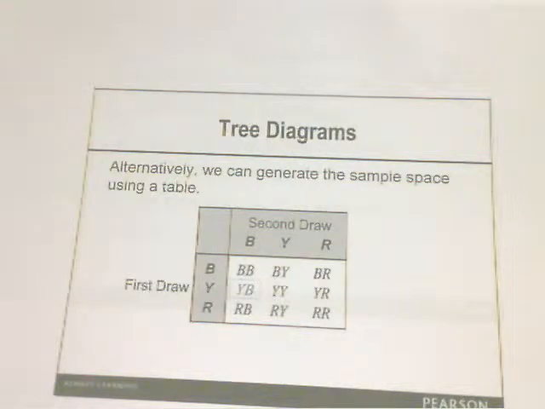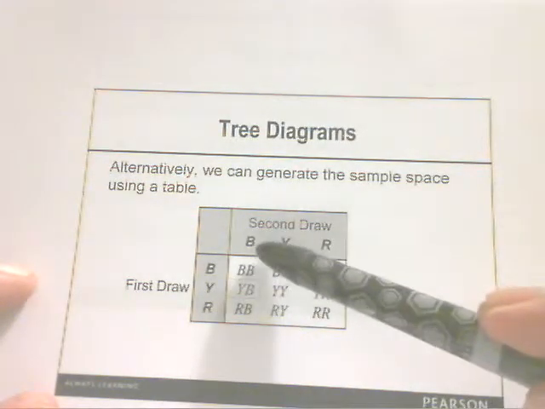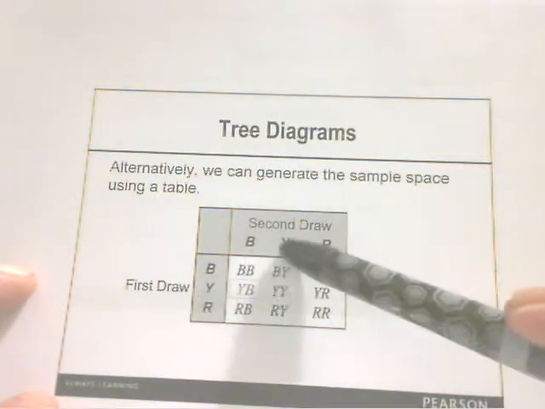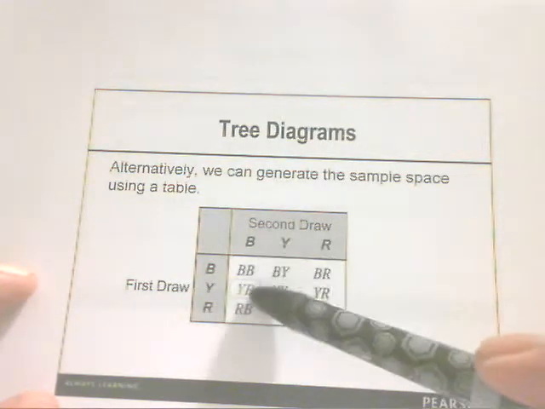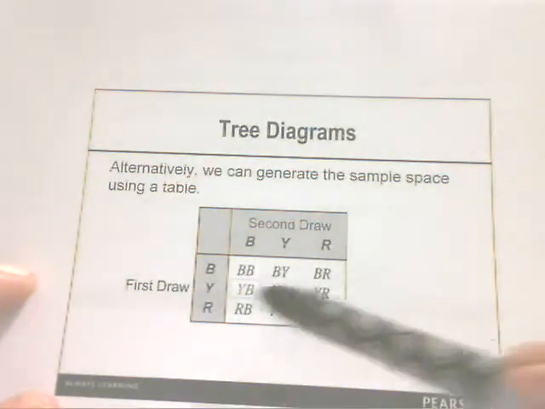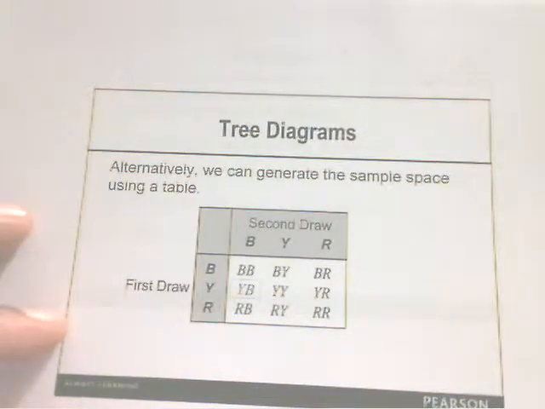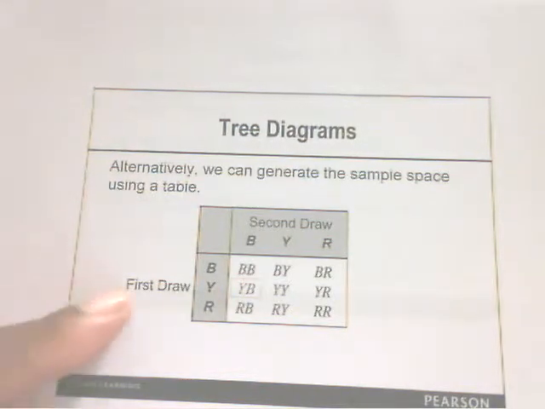Alternatively, we can generate the sample space using a table. Like on the first draw would be a blue, yellow, red. The second draw would be blue, yellow, red. So here, blue and blue would be here, blue and yellow would be here, blue and red would be here. And we can continue this pattern with the rest for the yellow and for the red. So you can see here that there are 9 possible outcomes. So if I want to find the probability of getting a yellow first and then blue second, that would be this outcome, 1/9.